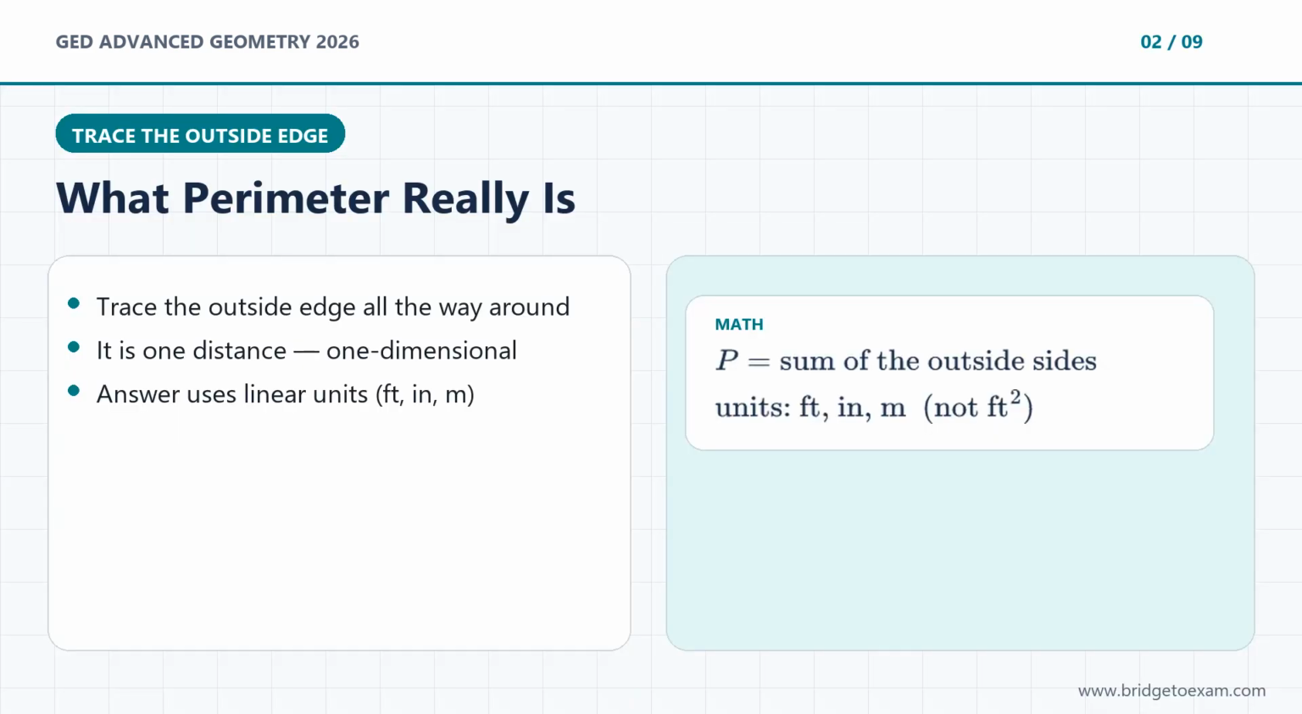Let's start with the idea itself. Perimeter is the total length all the way around the outside of a figure. Picture tracing the edge with your finger from corner to corner until you return to where you started. Because you are measuring a single distance, perimeter is one-dimensional. That means the answer is always in plain linear units, like feet, inches, or meters, never square units.